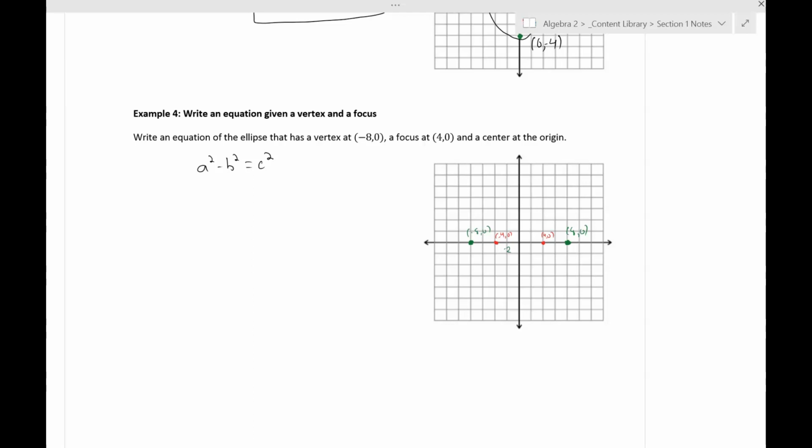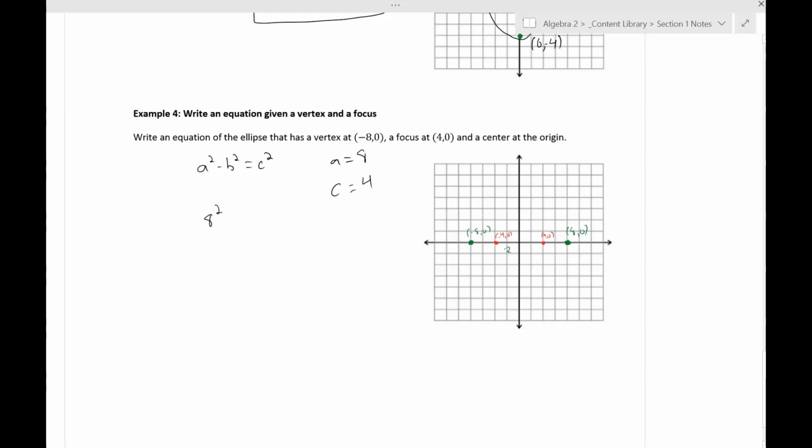We're just trying to relate these quantities when we have a distance C for our focus, distance A for our vertice. We want to find our distance B for our covertice. So basically plug in our values. We know A is related to our vertice, so it's 8. It's the distance of A. We know C's distance from the center is going to be 4. So plug these in, find what your B value is.